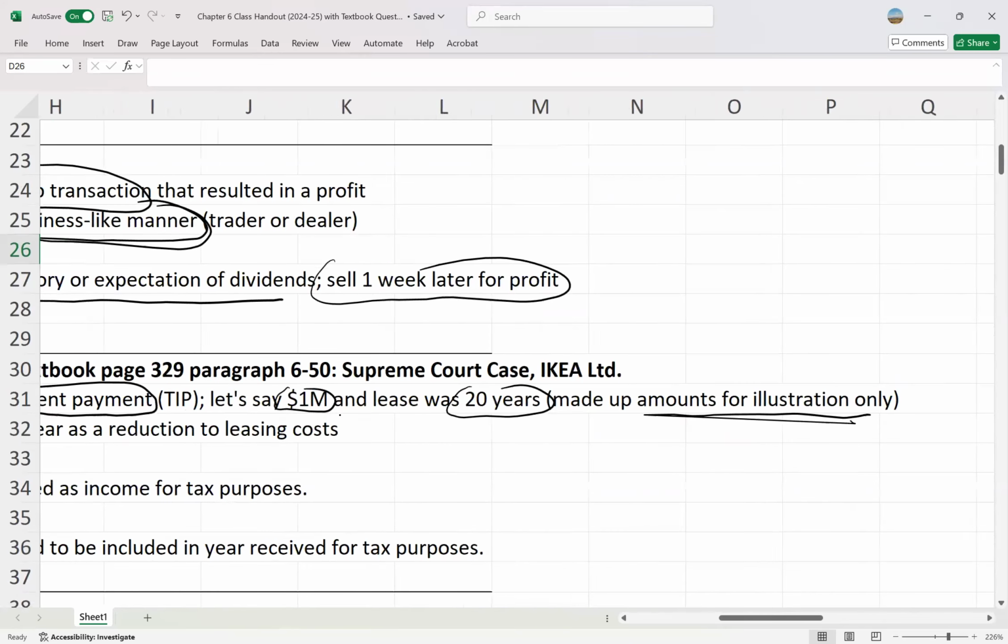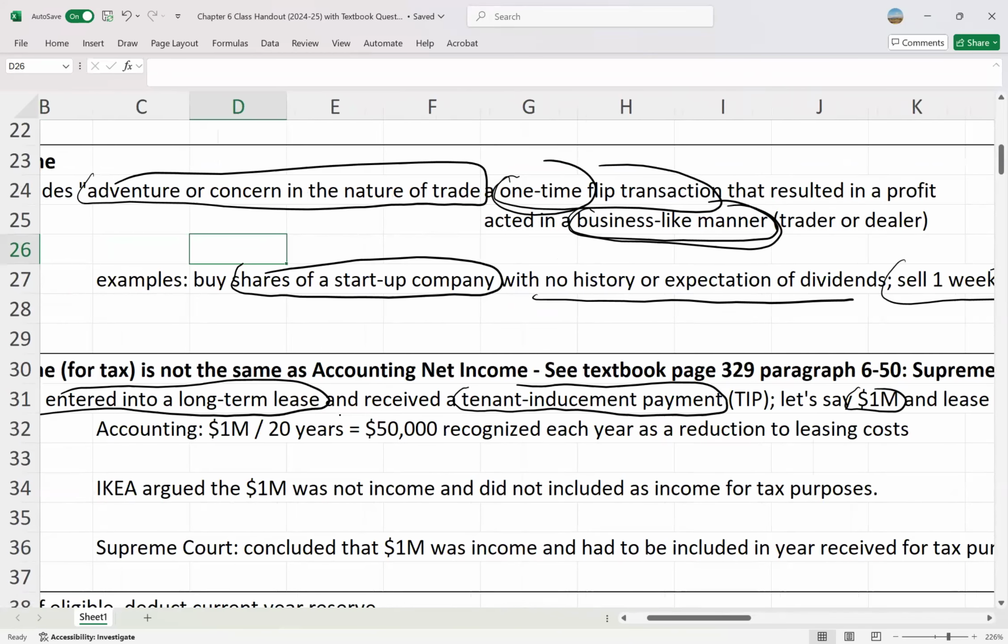Now, for accounting purposes, what you would do is amortize that payment over the 20 years, and so you would recognize $50,000 a year. So this payment was received by IKEA. IKEA got this tenant inducement payment. For accounting purposes, you don't have to recognize it all as income in the year that you received it. You spread it out over the term of the lease, so you recognize 1/20th or $50,000 each year.